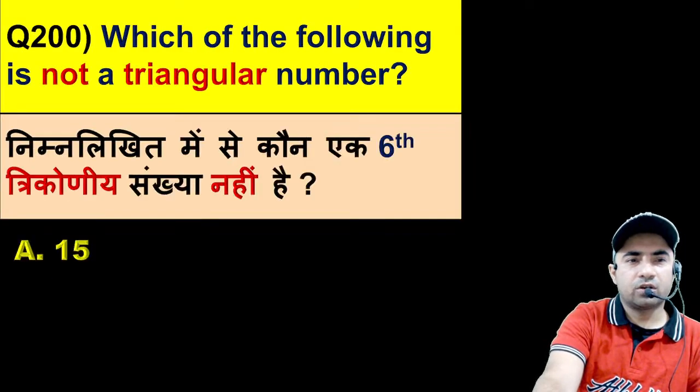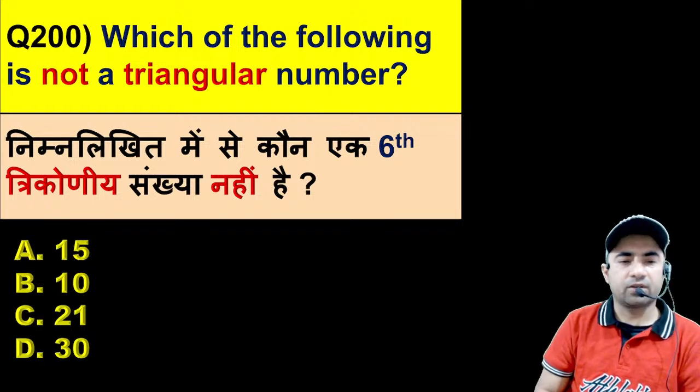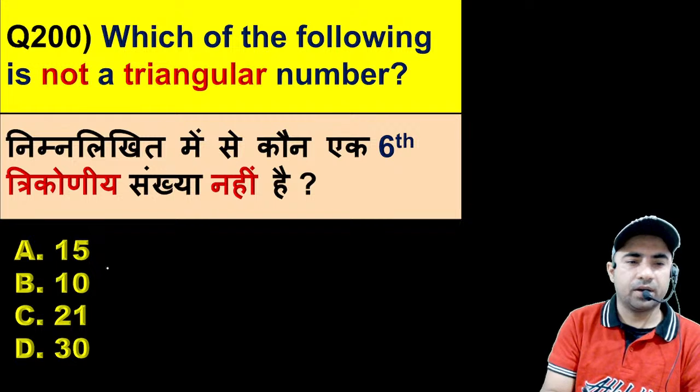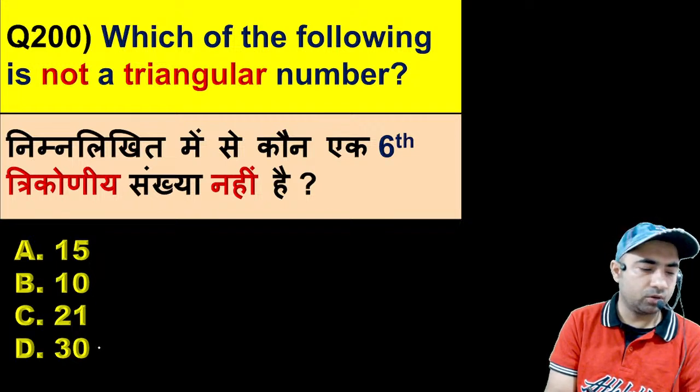Question number 200. Which of the following is not a triangular number? So 15 is a triangular number, 10 is a triangular number, 21 is also a triangular number. What about 30?